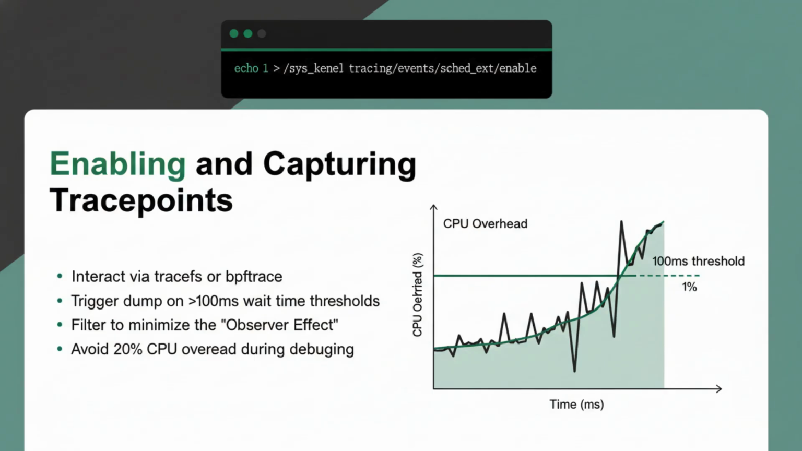In ultra-scalable systems, the observer effect is real. If your debugging tool consumes 20% of your CPU, your data is compromised. Precise filtering ensures you get the facts without the overhead.